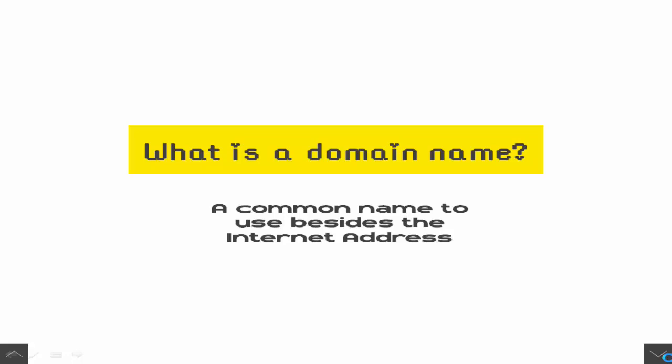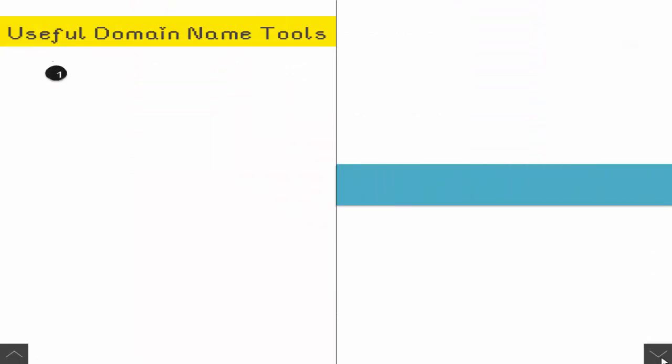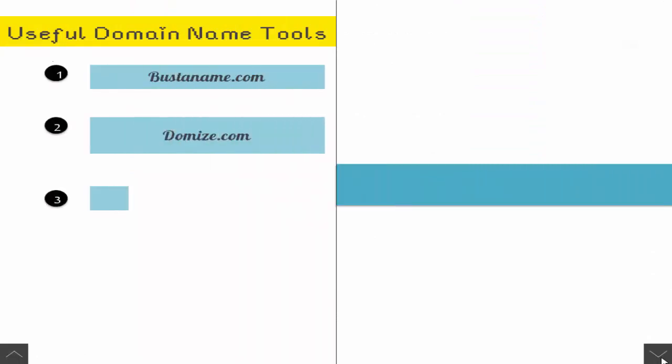Let's talk a bit about useful domain name tools. There are two websites that will help you find a quality domain name quickly. These are bustedname.com, which shows multiple domain variations based on any keyword, and domize.com, a lightning-fast search tool that finds domains without any ads or distractions.